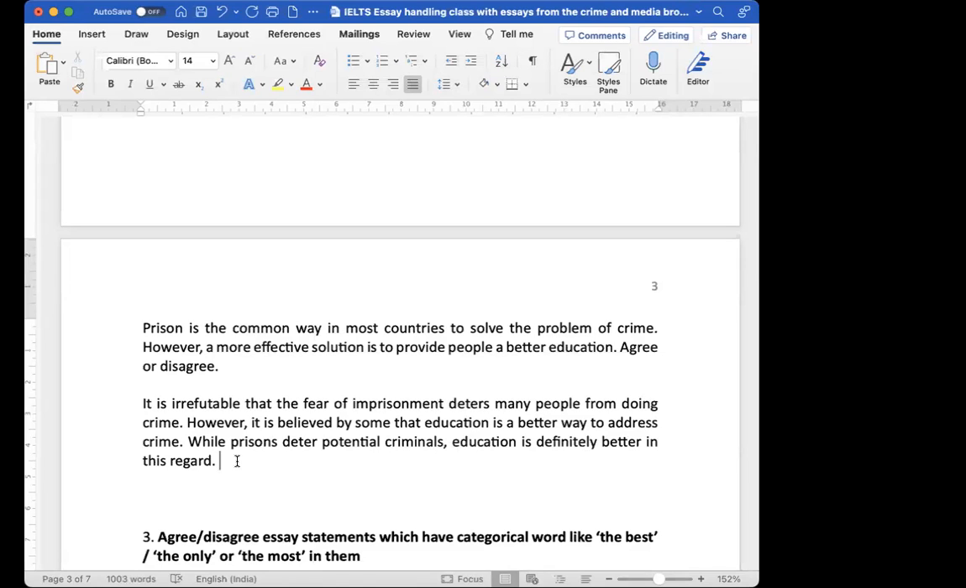समझ आ गया? अब आपने स्ट्रांगली एग्री करा है, ये भी समझ आ रहा है आपको, क्योंकि आपने वो दोनों चीजों के साथ एग्री करा है जो इन्होंने स्टेटमेंट में बोली है. प्रिजन कॉमन वे है, एजुकेशन बेटर है. आपने भी यही बोला ना, प्रिजन अच्छी चीज है, एजुकेशन डेफिनेटली बेटर है. तो व्हाट आर यू डूइंग? यू आर स्ट्रांगली एग्रीइंग. पर स्ट्रांगली एग्री करके भी आपने दोनों साइड की बात लिखनी है.